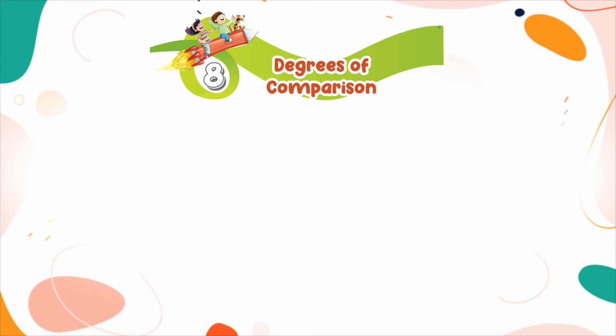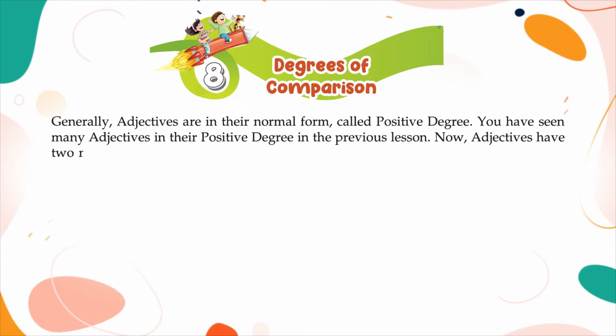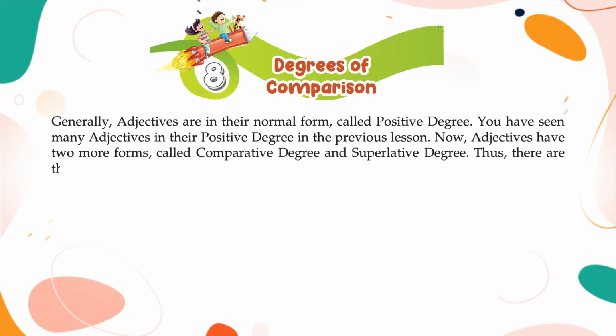Chapter 8: Degrees of Comparison. Generally, adjectives are in their normal form, called positive degree. You have seen many adjectives in their positive degree in the previous lesson. Now, adjectives have two or more forms called comparative degree and superlative degree. Thus, there are three forms of adjectives.